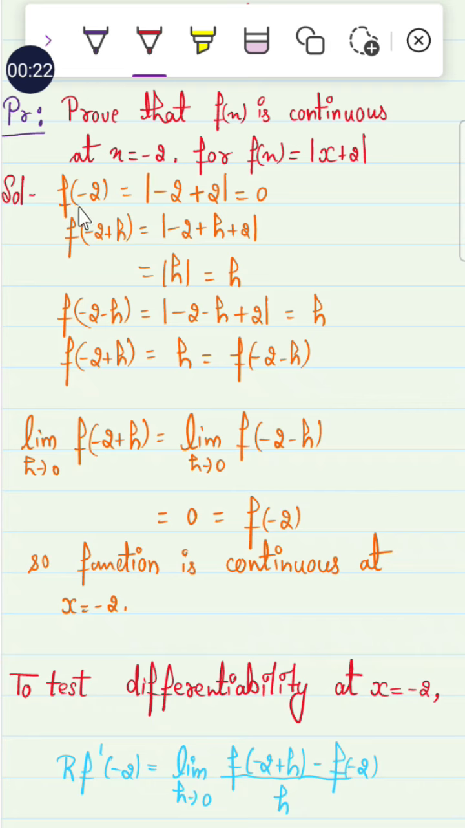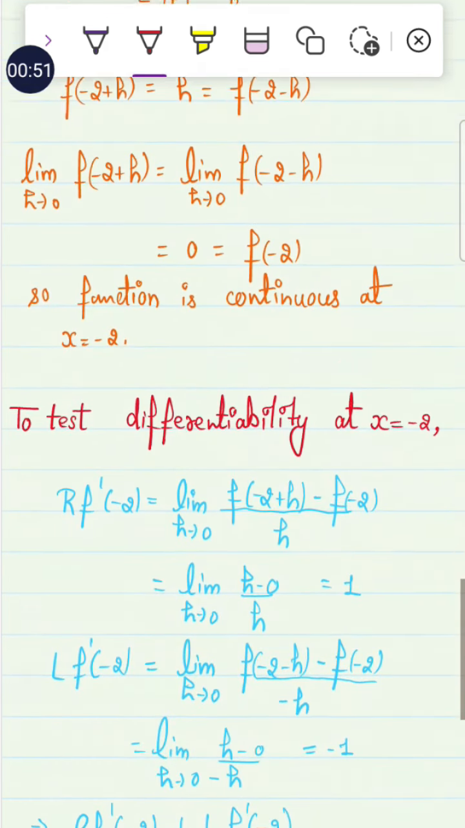Now taking the value minus 2, f of minus 2 equals 0. f of minus 2 plus h equals mod of h, which equals h. f of minus 2 minus h equals mod of minus 2 minus h plus 2, that gives mod of minus h, this gives h. Now taking the limit h tending to 0, this gives the value 0, and all these values are equal, so the function is continuous at x equals minus 2.